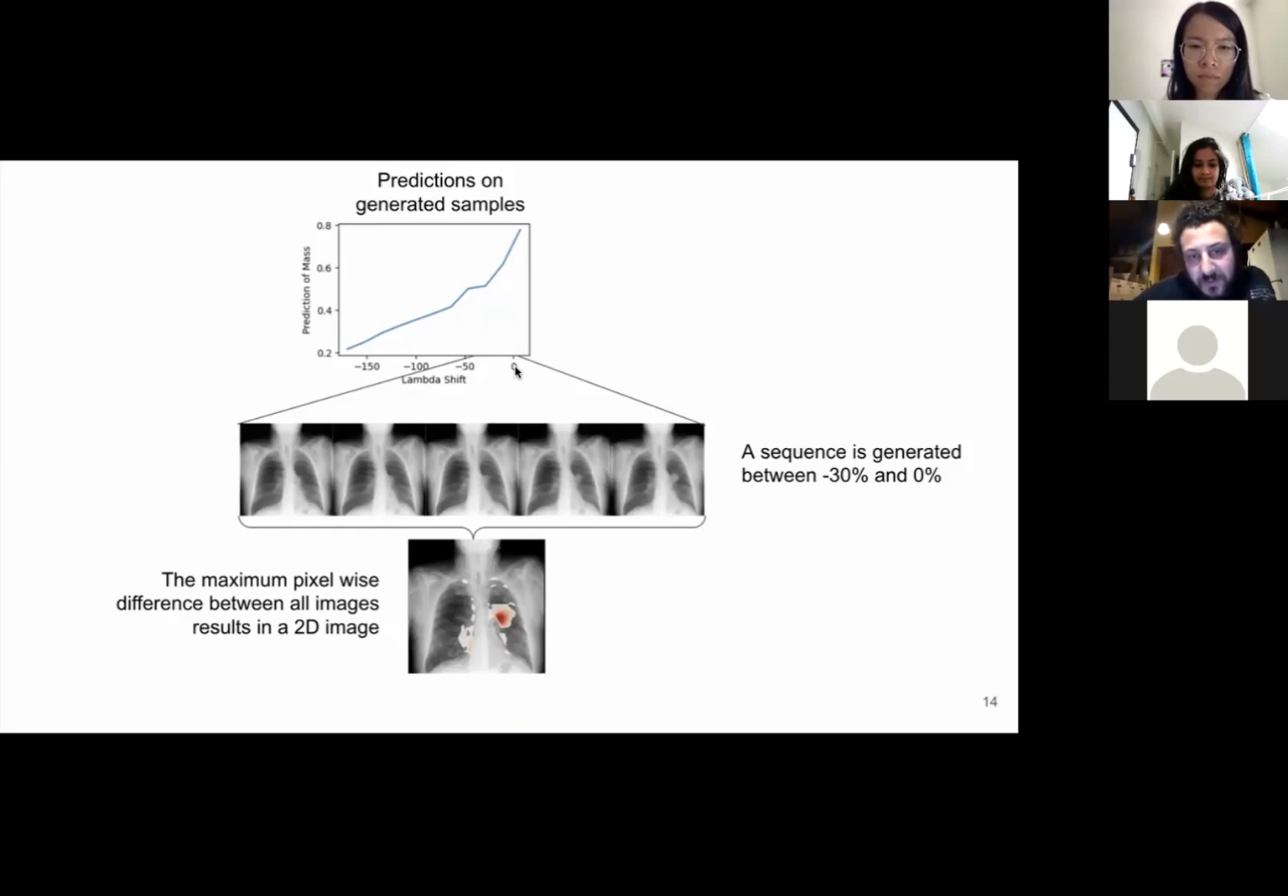Okay, so we established the negative lambda where we move negative 30%, and then we'll just chop up this interval into some number, right? These are the frames of your GIF, so it can be like 10 images or 5 images. And then you get this transformation. You can see here that there's no mass where we subtracted it. And then at 0, we can see that there is a mass where we didn't do any transformation. You can see that changes. And then if we look at the maximum difference between all these images, we can construct a 2D version of this. And that's this resulting image here. So it gives you a really nice looking heat map.